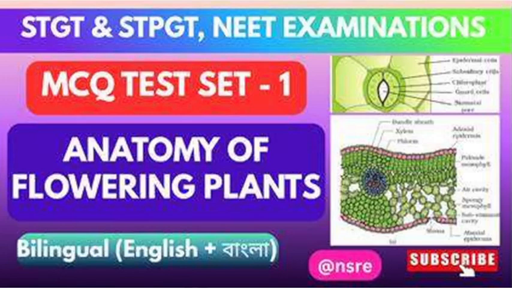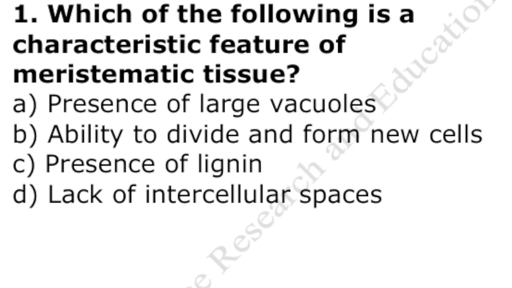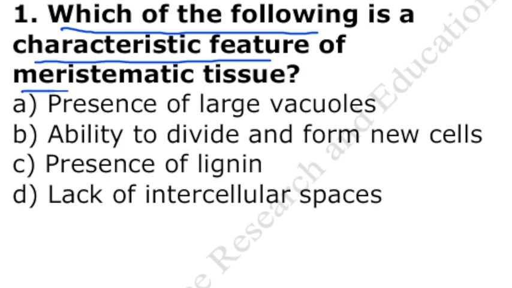Today we are going to discuss some important MCQ questions based on the previous year question paper patterns, and today's topic is anatomy of flowering plants. The first question is, which of the following is a characteristic feature of meristematic tissue?